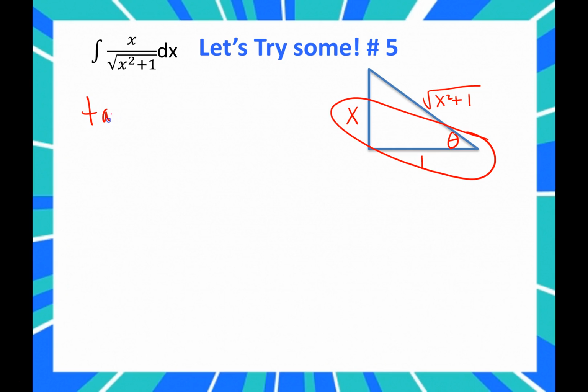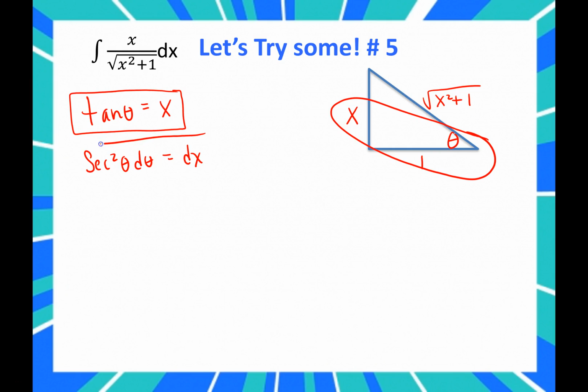So that's going to be tangent of theta equals x over 1. Well, we know that x over 1 is just x. So there's a match already, tan theta equals x. And then let's take the derivative. That's going to give us a secant squared theta d theta equals dx. And again, I've got a match.